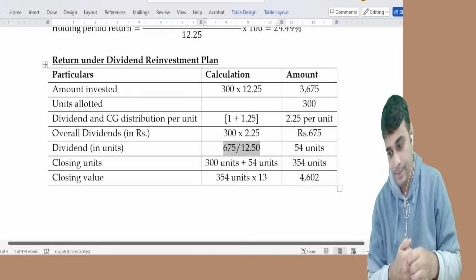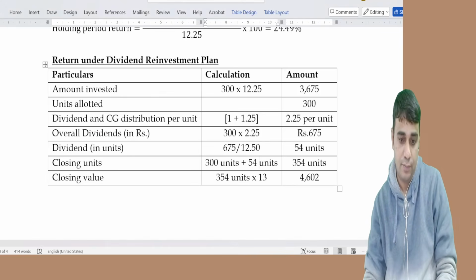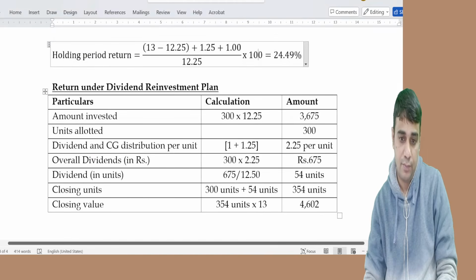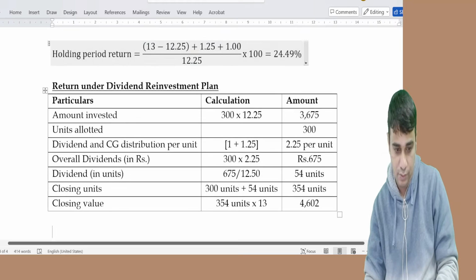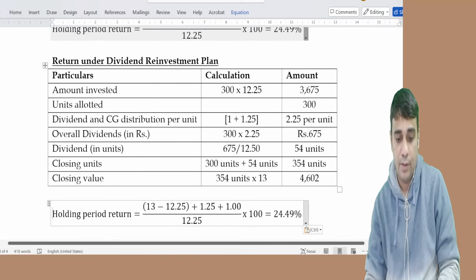Okay, got it, sir. I thought that it is 3675, again 675, 400 and something, and divided by 12.5. No, not around the 348. No, not that. Thank you.